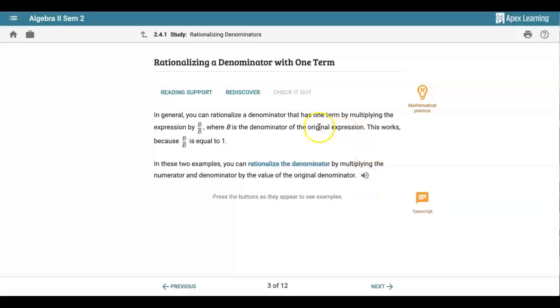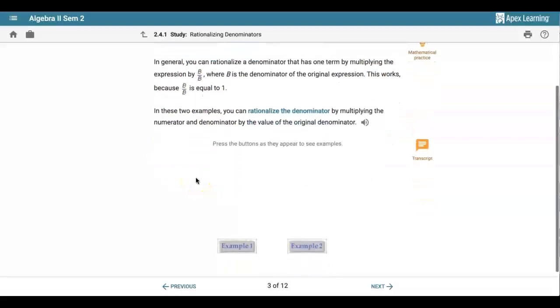So again, in general terms, you can multiply the expression by b over b, where b is the denominator of the original expression. Again, this works because b over b is equal to 1. This is called rationalizing the denominator: multiplying the numerator and denominator by the original value of the denominator. And in this expression, it's going to be the value of b.